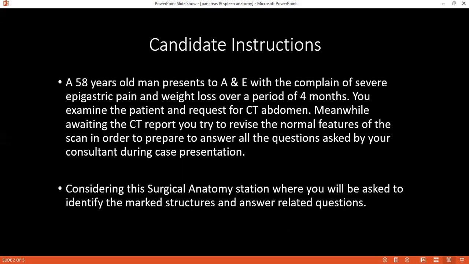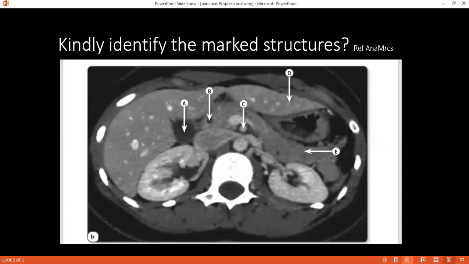Right. So if you have read and understood, considering this surgical and optimization, kindly tell me, if you can tell me what are you looking at, and if you can identify the labeled structure. This is the CT scan of abdomen in axial view. Yes. Would you be able to identify structure E, please?